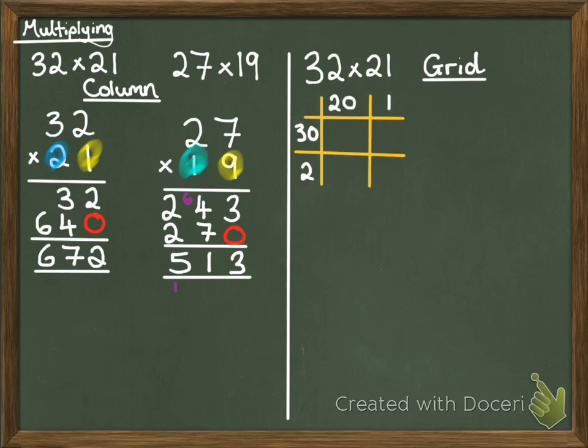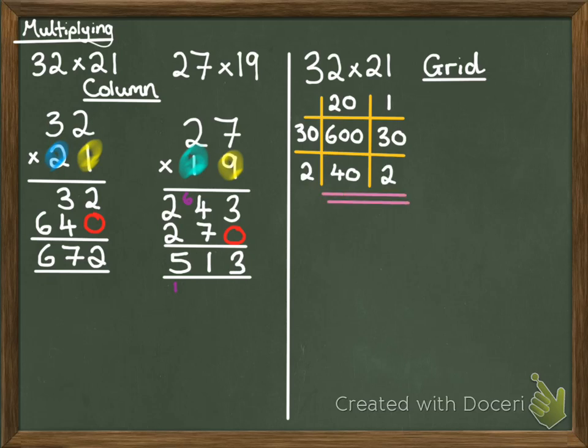We then multiply our 30 by our 20, so we do 3 times 2 to give 6, and we've got 2 zeros, so that'll be 600. We then do 2 times 20, 2 times 2 is 4, and the 0 is 40. 30 times 1 is 30, and then 1 times 2 is 2.